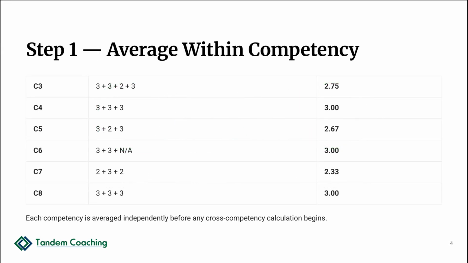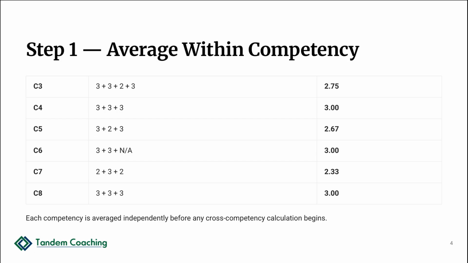Let's work through an example. Here are ratings for all 6 competencies. C3 has 4 statements, rated 3, 3, 2, 3, average 2.75. C4, 3, 3, 3, average 3.0. C5, 3, 2, 3, average 2.67. C6, 3, 3, NA. And here's a key point. That NA is excluded from the average entirely. So C6 averages 3.0 from 2 ratings, not 2.0 from 3.